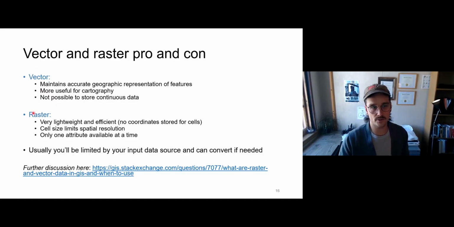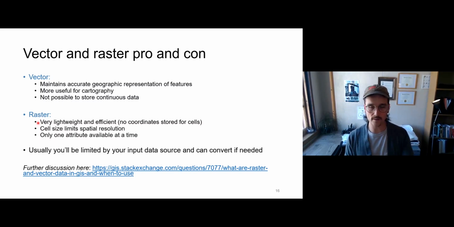Raster data are harder to visualize and harder to interpret. It's harder to interpret visualizations of raster data. And it's generally not possible to store continuous data in a vector format unless you had something like an evenly spaced grid of points. But in that case, you probably just want to use the raster data because it's going to be faster. So the nice thing about the raster data is that it's very lightweight and efficient.